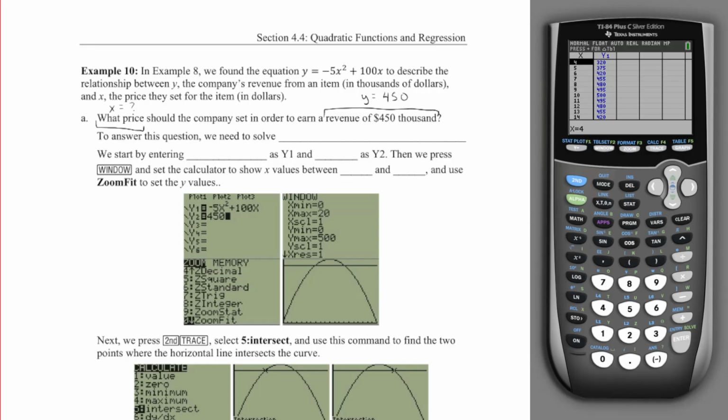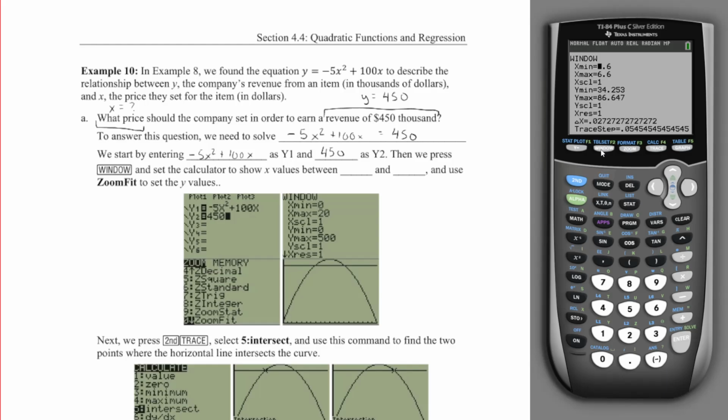So we need to solve the equation negative 5x squared plus 100x equals 450. So on the calculator, we'll enter negative 5x squared plus 100x as y1, and we'll enter 450 as y2. We've already got our quadratic entered in y1. We'll enter 450 in y2.